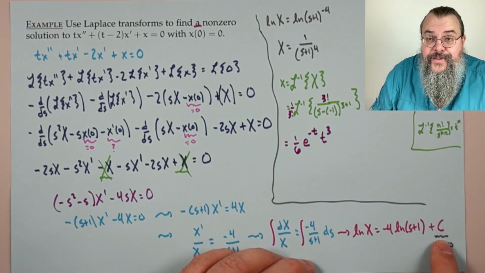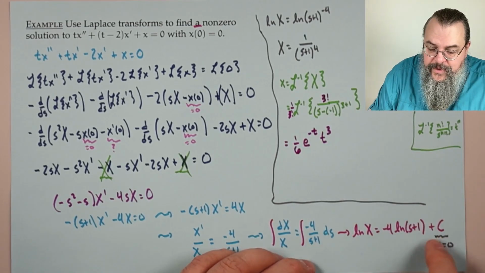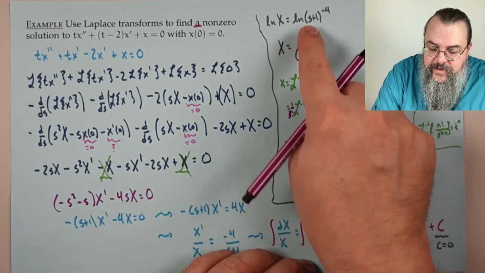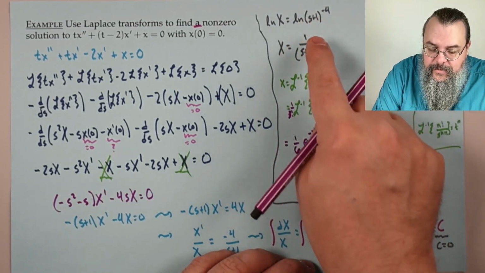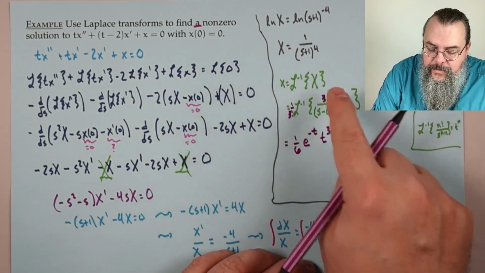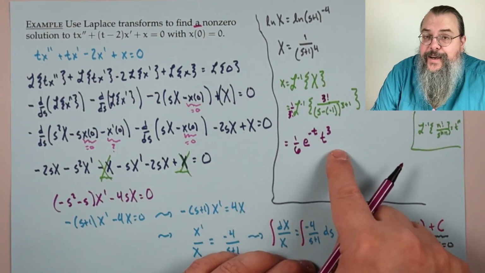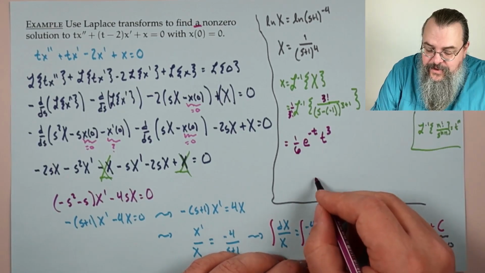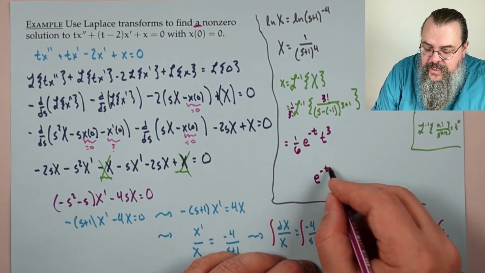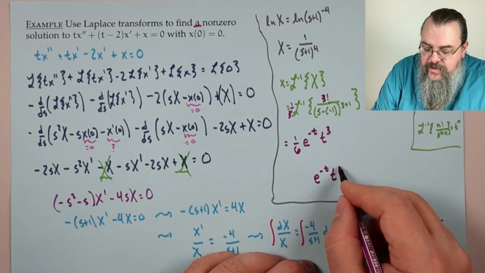If we'd kept our constant here, what would have happened? Well, it would have come in as a constant there, which would have been a constant there, so we'd end up with a constant. So really, we can take any constant multiple of this, and so let's just say e to the minus t, t cubed.